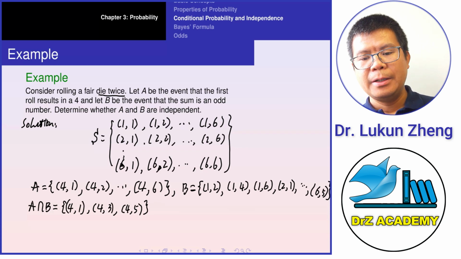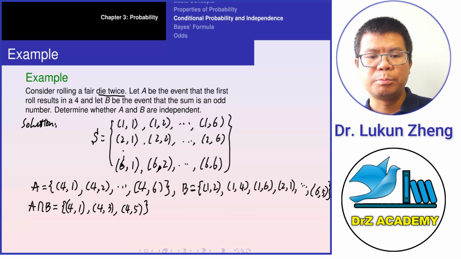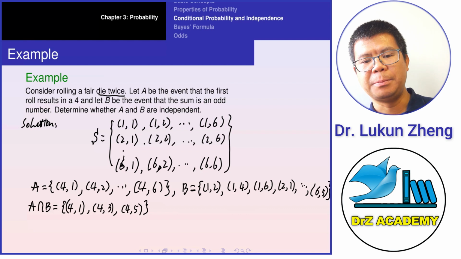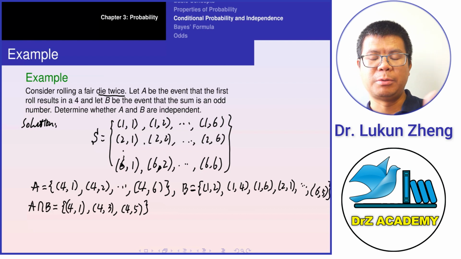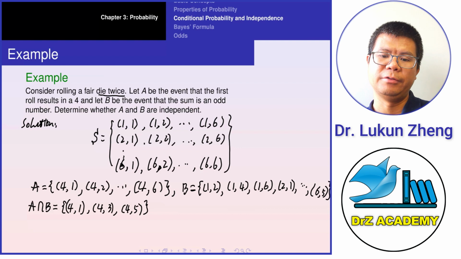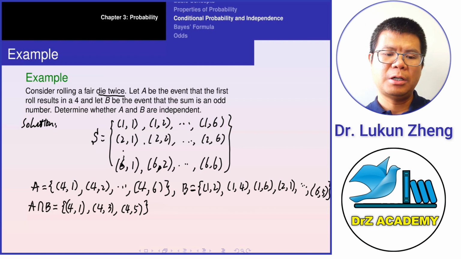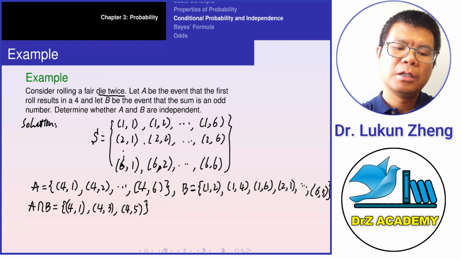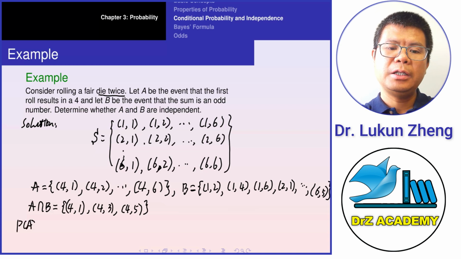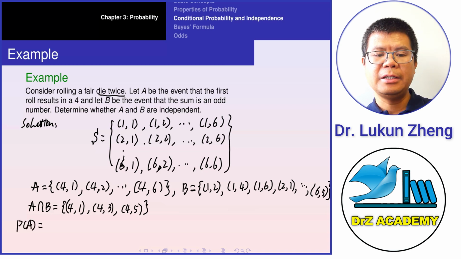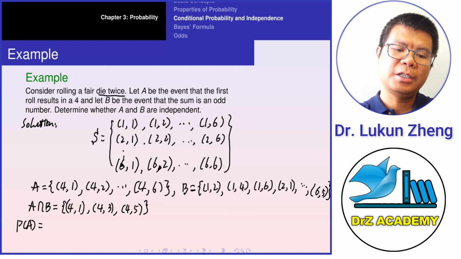Now determine whether these two are independent. You need to figure out if the probability of the intersection equals the product of their probabilities. So what is the probability of A? It's a fair die, so the outcomes are equally likely. There are 6 outcomes in A, and in total there are 36, so it's 6 out of 36, which is 1/6.